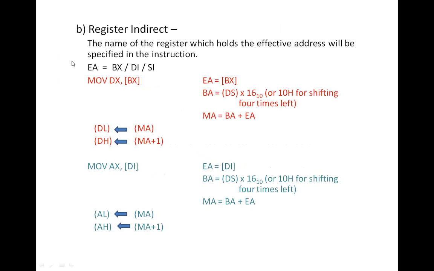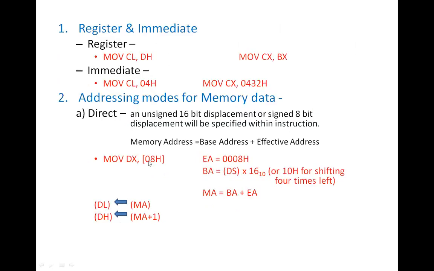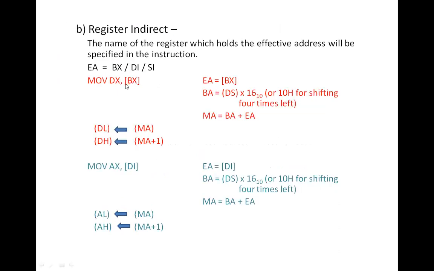How does it work? The name of the register which holds the effective address will be specified in the instruction. In case of direct addressing, the address is defined directly. But in case of indirect, the address is not defined, but the place at which the address has been stored is written as an operand. So what does it mean? Now the effective address can be defined by BX, DI, or SI. Any one of these registers can be used to define the register indirect addressing.